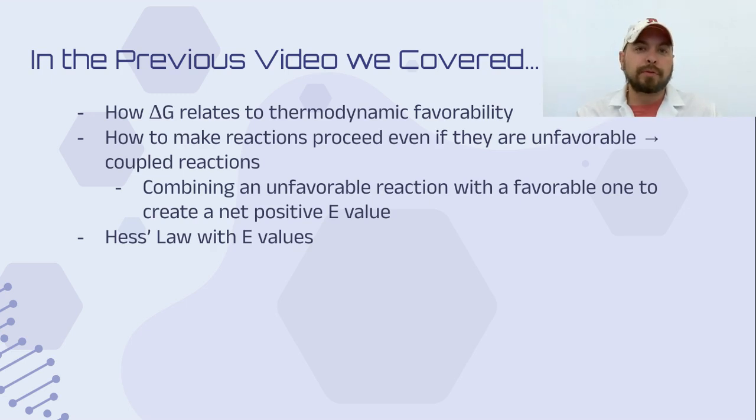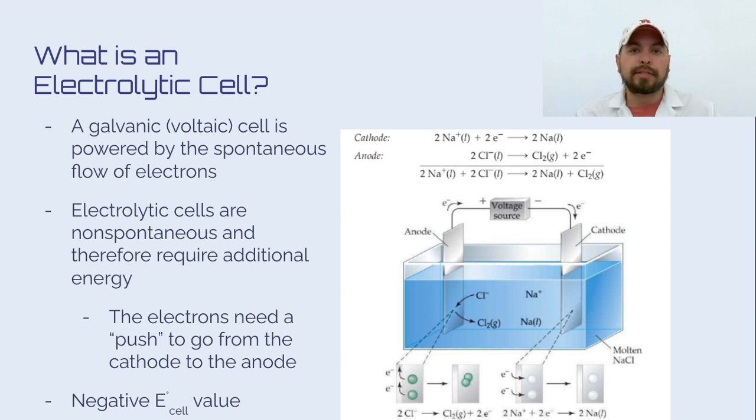In the last video, we talked about how you can take non-spontaneous processes and make them spontaneous by coupling them with a spontaneous reaction. Electrolysis is a little bit different, so let's talk about it. In an electrolytic cell, your E value is actually going to be negative, which means it's a non-spontaneous process. But instead of coupling it with another reaction, we're going to drive it using an outside voltage source. So if we apply enough voltage, we can make a non-spontaneous process still happen.